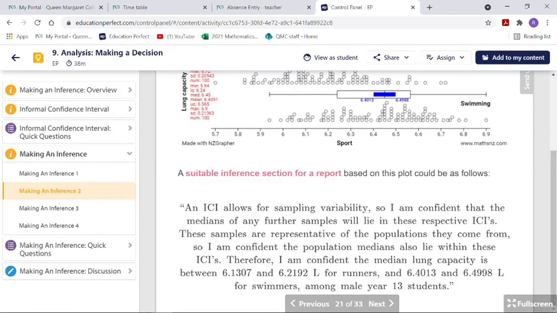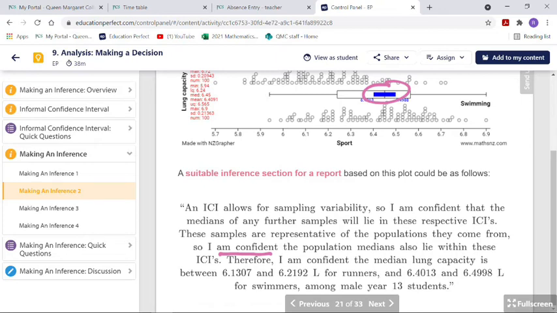These samples are representative of the populations they come from. See, they're referring back to the population. Every time you do one of these, it refers back to what's happening in the population. You're using a sample to refer back to the population. So I am confident that the population medians also lie within these ICIs. Again, perfectly fine to say confident here, because we're talking about the mathematical formula that says you can be confident based on your numbers. Yes?